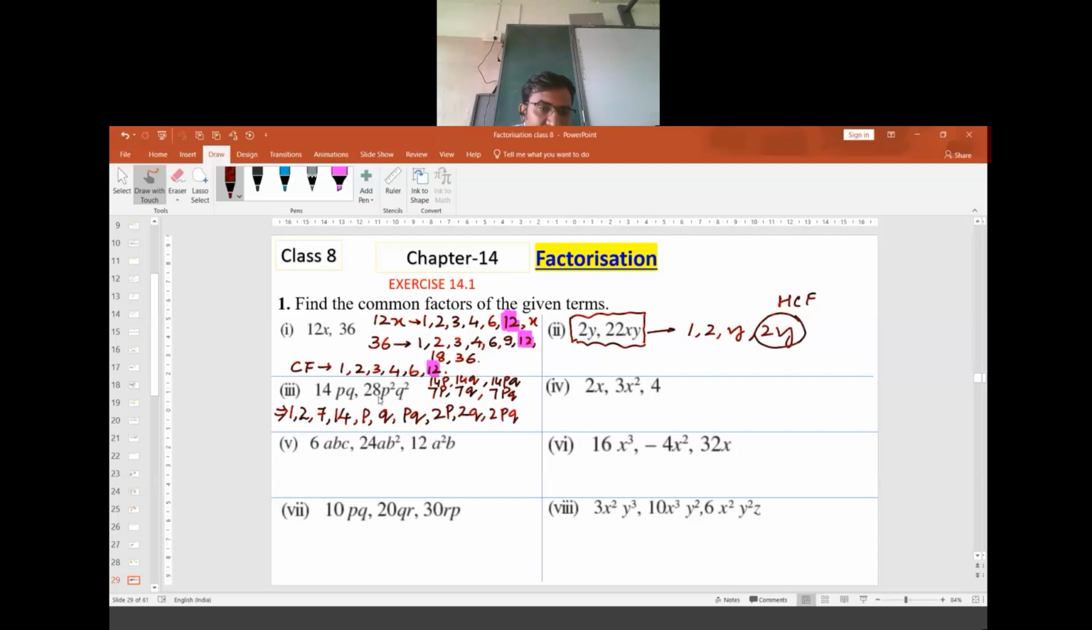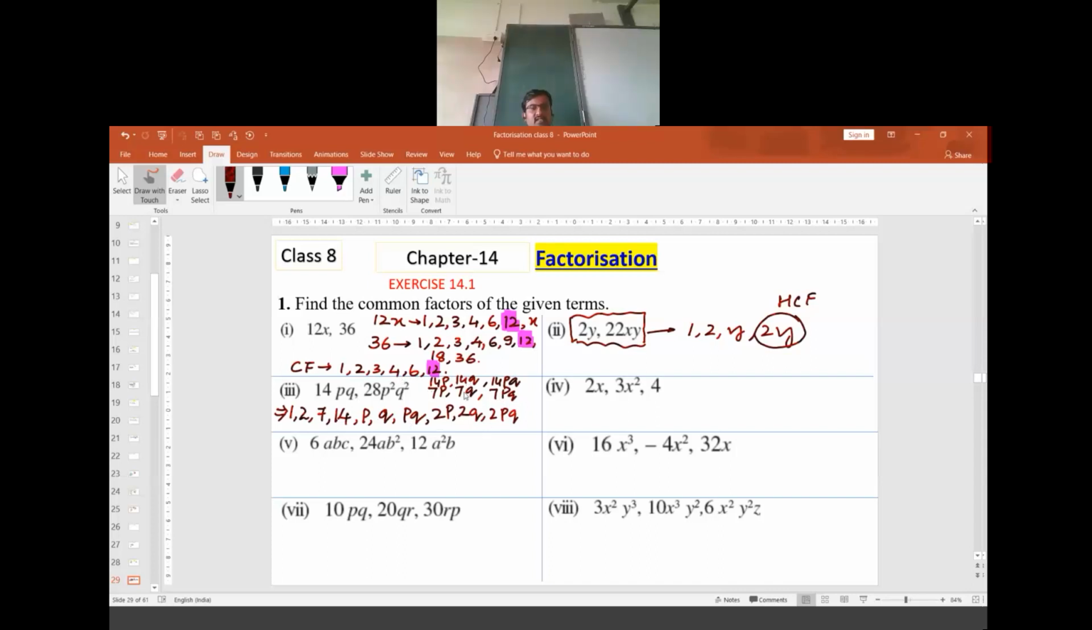No, 14 is the biggest. 14 can't be divisible by 28. 14 is the larger number which divides both 14 and 28. So 14PQ. We have to end at 14 only. There is no other number larger than 14 that divides both. Any doubt in this?